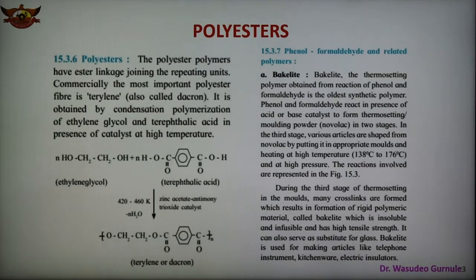Terylene is resistant to the action of chemical and biological substances and also to abrasion. It has a low moisture absorbing power. It is widely used in making wash and wear fabrics. The polyester textile fibers made from this polymer are marketed under the trade name terylene, also known as Dacron. So this is the trade name, and it is used as a blend with cotton.